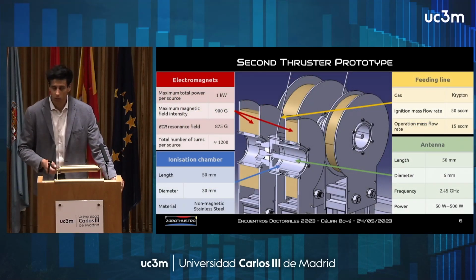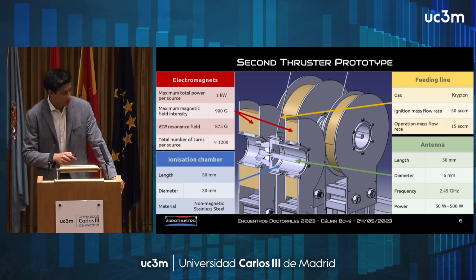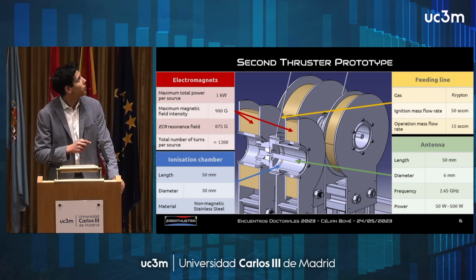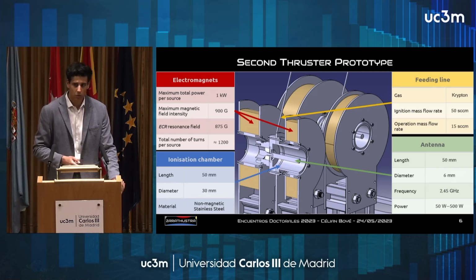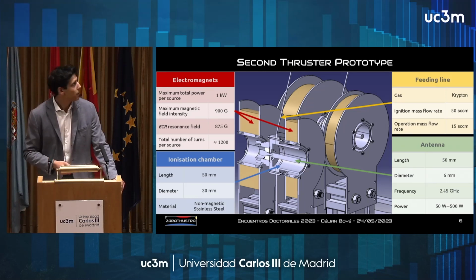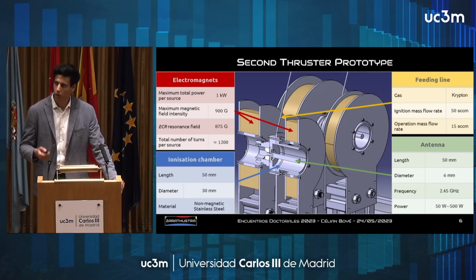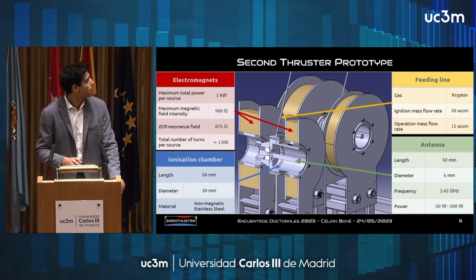This is a CAD model of the prototype that you have just seen before. We have sorted this in 4 parts. The electromagnets, which are obviously here to produce a magnetic field. They are using up to 1 kilowatt of power to produce 875 Gauss of magnetic field, which is the magnetic field required to enable the ECR phenomena.